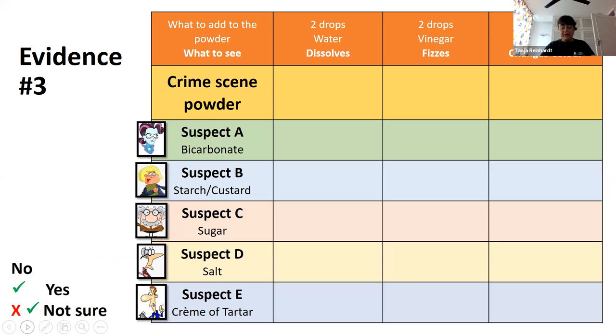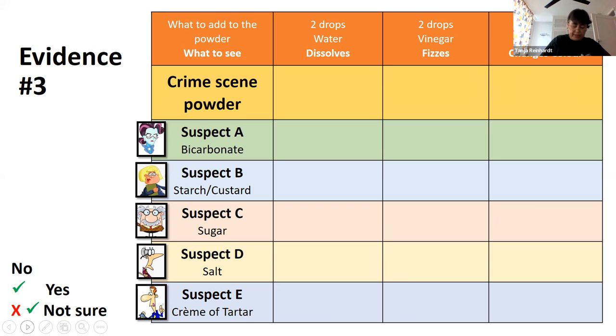Okay. So, again, we have to make a table because now we're going to investigate the powder. I'm going to show you just now how the powder looks. We're going to make, again, a table with four columns. On the left-hand side, we're going to write down crime scene powder. Then suspect A is our bicarbonate. Suspect B is our starch.